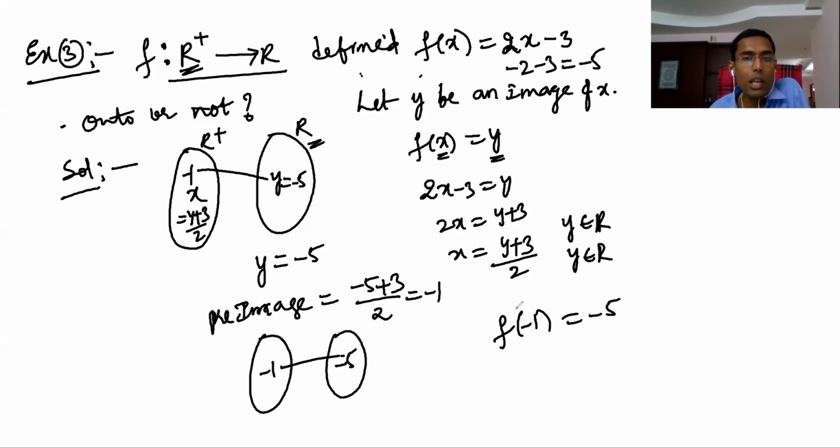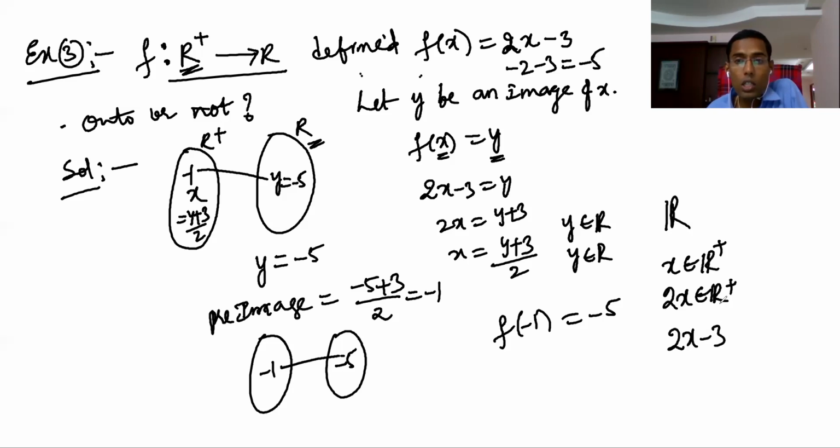That's what you need to check. I told you that you have to check whether every element has a pre-image or not. So here I am asking you to find whether the codomain equals the range or not. What is the codomain? The codomain is all real numbers. Now I am finding the range. X belongs to R plus, which means x is greater than 0. X is positive.